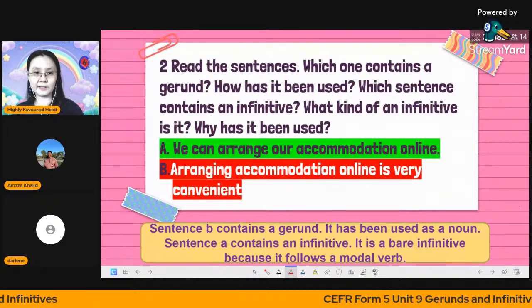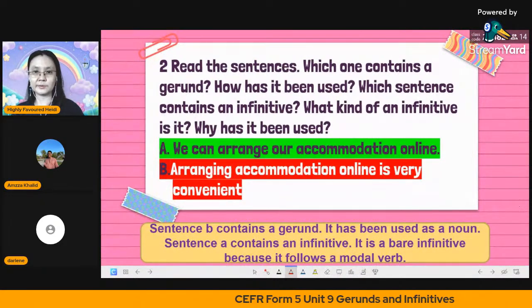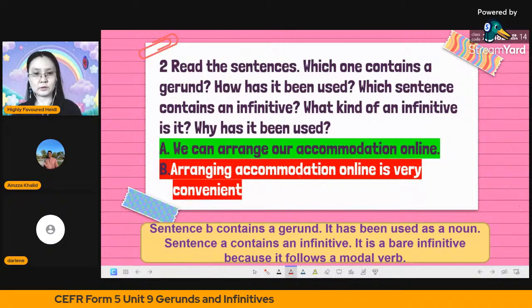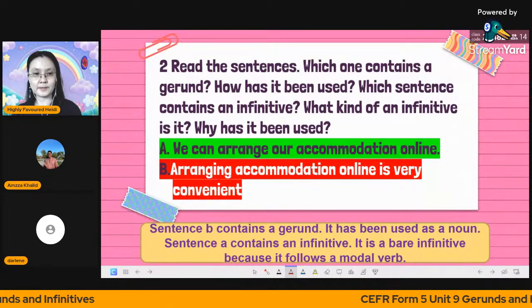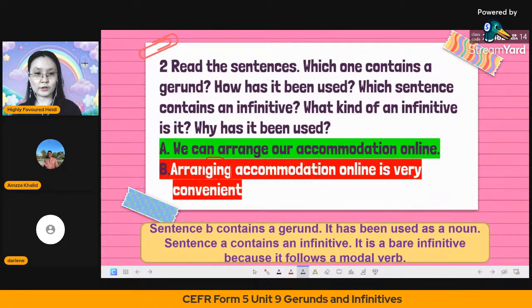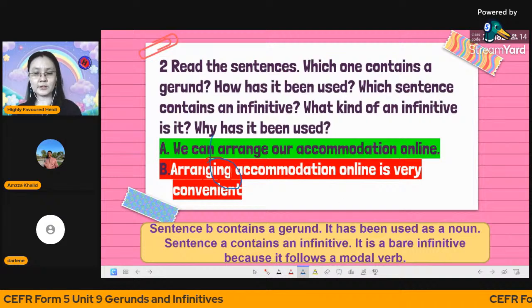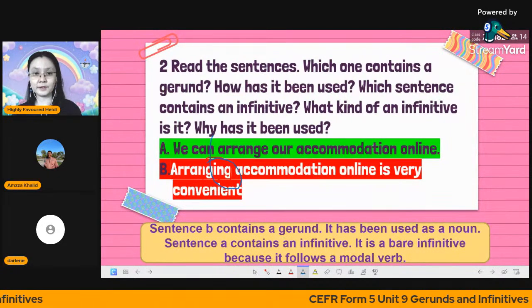Okay, basically this part is in your textbook actually. All right, just go through. Sentence B contains a gerund. This one, sentence B, the gerund is here. Okay, sentence B contains the gerund, arranging. Okay, it has been used as a noun. Sentence A contains an infinitive. All right, it is a bare infinitive.